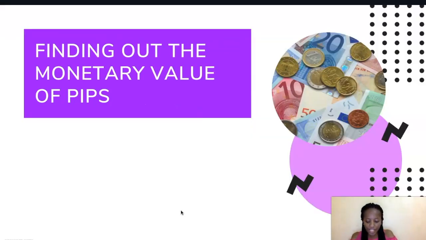So you've learned how to get the number of pips. Now we need to find out the monetary value of the pips. We have this decimal point number that we have now been able to calculate, and we need to know what its value is when we calculate our profits and our losses at the end of our trading day.